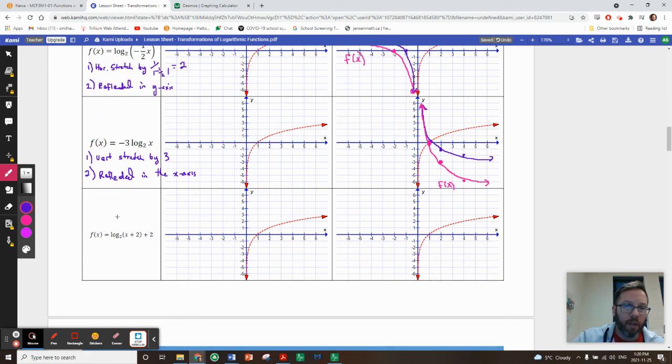All right, lastly, what do we have here? Log base 2 of x plus 2, plus 2. So we have a couple translations going on: left 2 and up 2. So if we're moving things left 2, remember the vertical asymptote gets moved as well to x equals -2. Let's move our points. So 1, 0, left 2, up 2 goes to -1, 2. 2, 1 goes to 0, 3. 4, 2 goes to the point 2, 4.